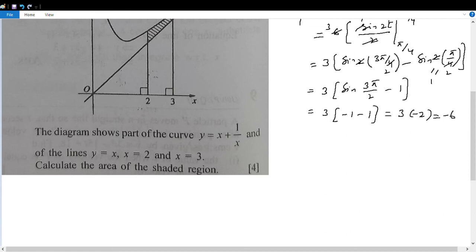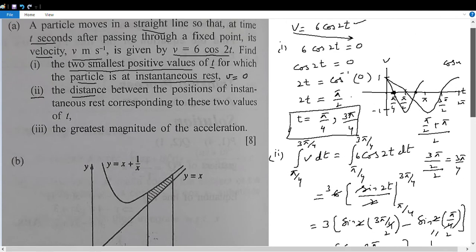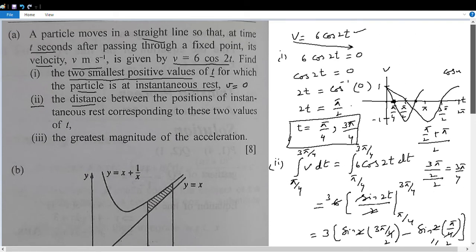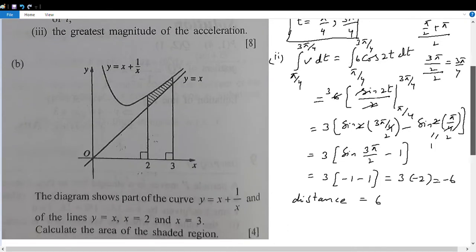And you know we are finding distance, and distance is always positive, so we will take it as 6. So 6 meter is the answer for the v meter per second. So 6 meter is the answer.